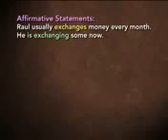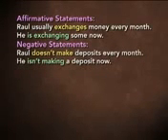Okay? So, affirmative: Raul usually exchanges money every month. He is exchanging some now. And now, negative statements. Raul doesn't make deposits every month. He isn't making a deposit now.